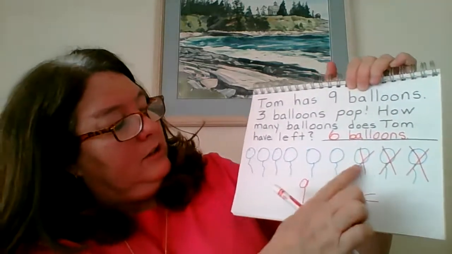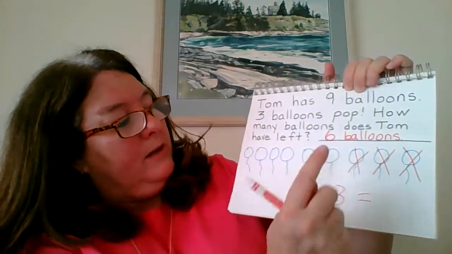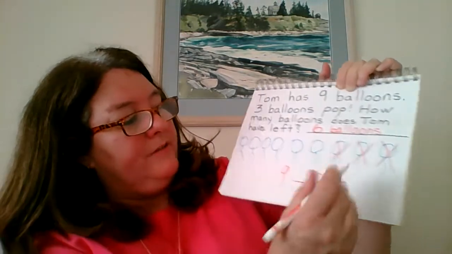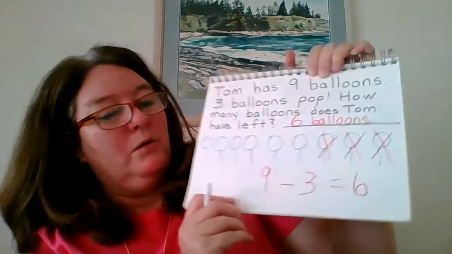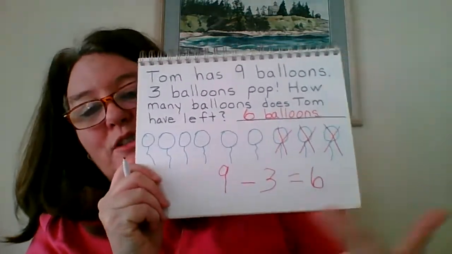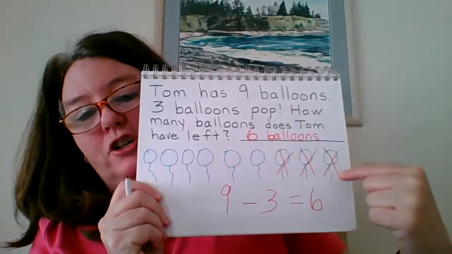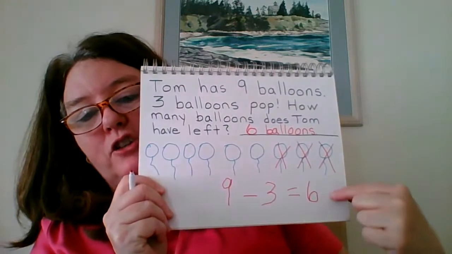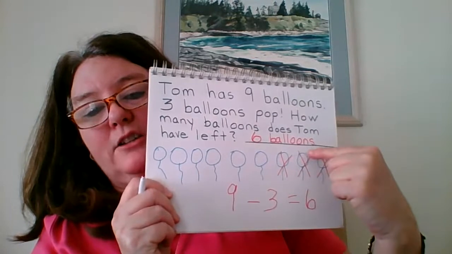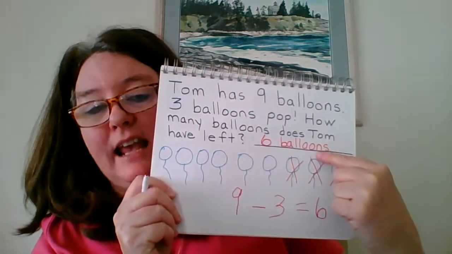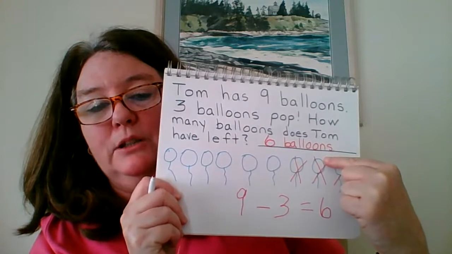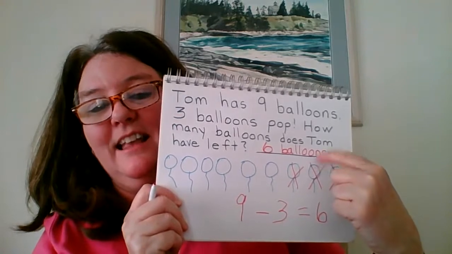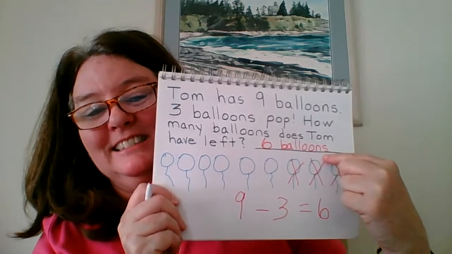9 minus 3, we learned up here, we had 9 and 3 went away. And when we counted, there are 1, 2, 3, 4, 5, 6 balloons left. 9 minus 3 equals 6. So do you see how I read the story and I drew a picture? I X'd some out because some went away. I wrote the subtraction equation and then I answered the question. And I didn't just say 6. When the question asks how many balloons does Tom have left, I said 6 balloons, not just 6. That's labeling our answer. Good job, my friends.